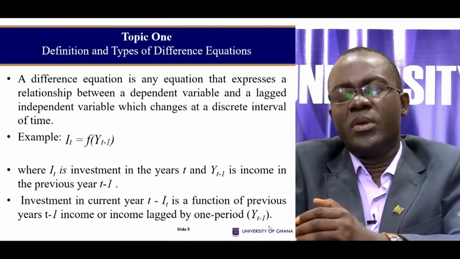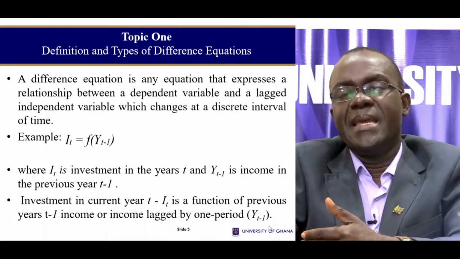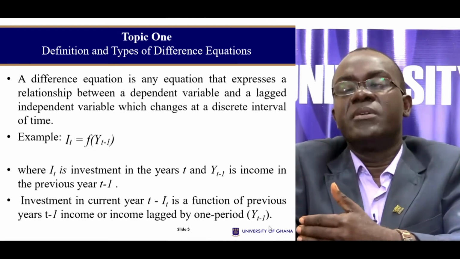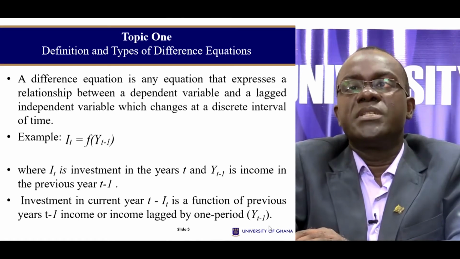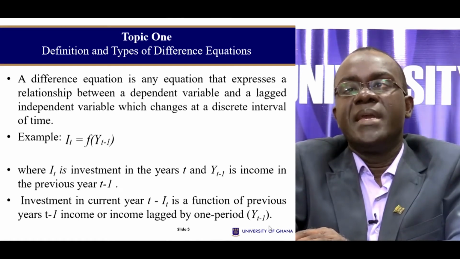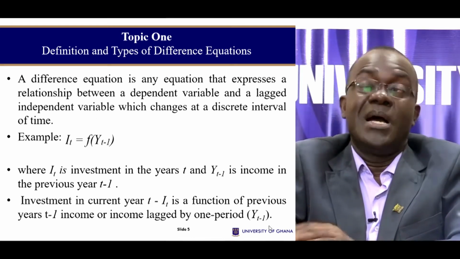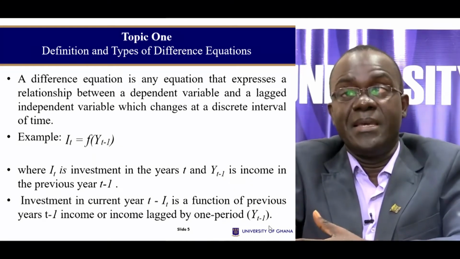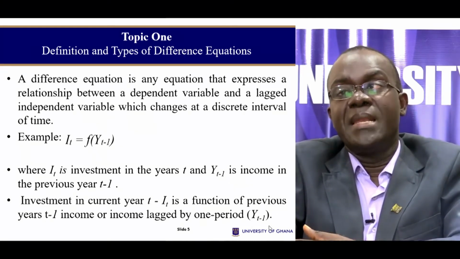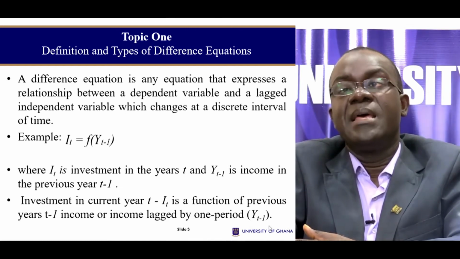So we're looking at what happens this year and the relation that it has with another variable the following year, or it can be the year before the following year. So in this equation, you can see that investment in time t depends on your income in time t minus 1. How much are you going to invest this year? It will depend on the income that you earned last year.